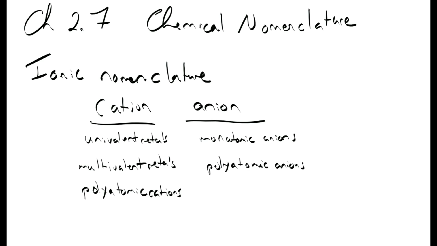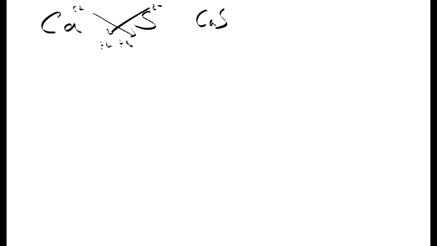So let's start with the simplest case, univalent metal plus a monoatomic anion. So let's go with calcium and sulfur. Now, you don't actually need to consider the charges for these, because we're talking about just the univalent metals for right now. Okay, so when you do this, of course, it'd be 2 plus, 2 minus, you cross them, then divide by 2, and you get calcium and sulfur, just a 1-to-1 ratio.